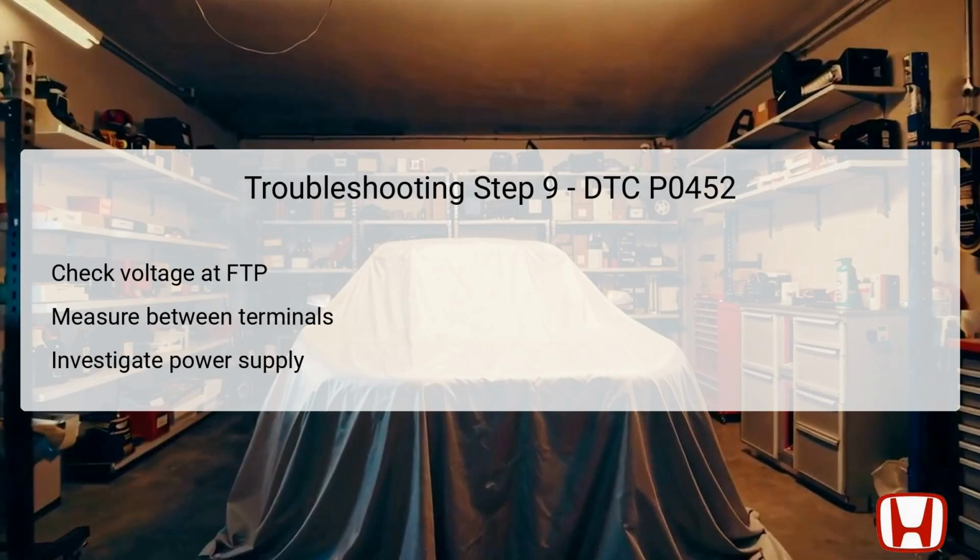In Step 9, it's time to measure the voltage at the FTP sensor's 3P connector. Use a multimeter to check the voltage between FTP sensor 3P connector terminal number 1 and body ground, focusing particularly on the red VCC6 wire. It is essential to ensure that the voltage reading is approximately 5 volts, as this indicates proper function and communication between the FTP sensor and the ECM.